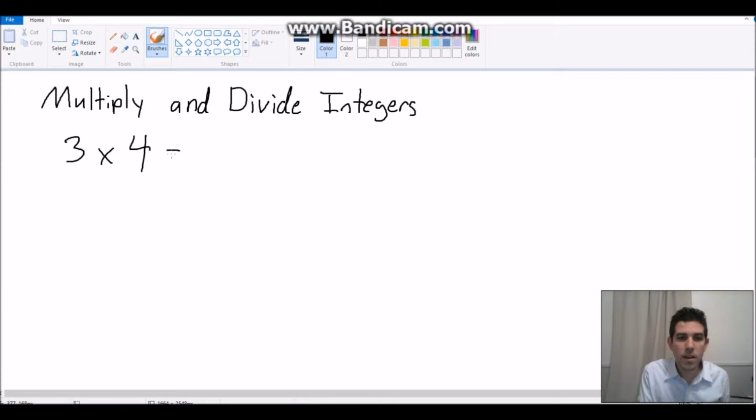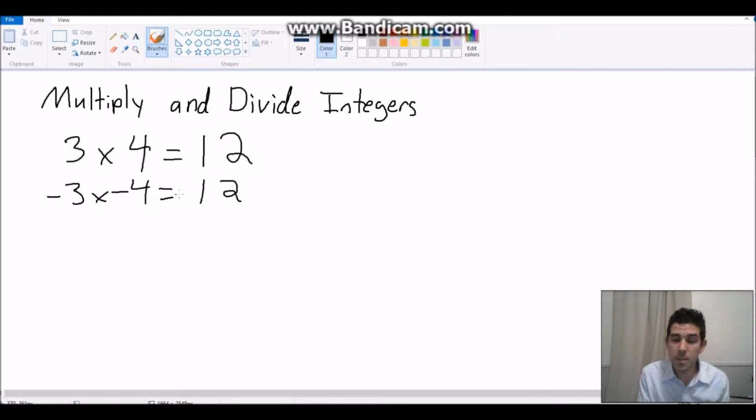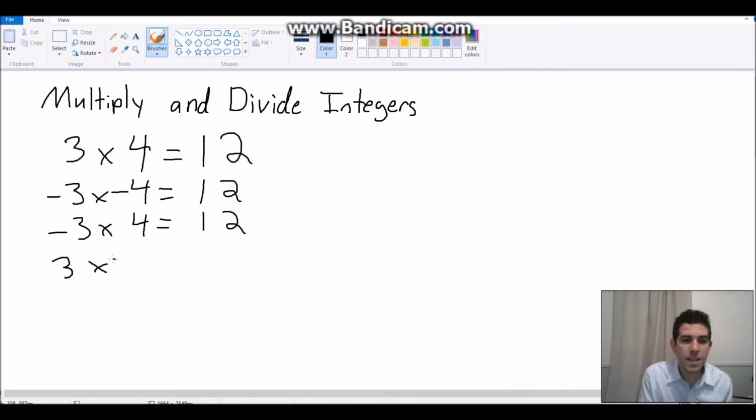3 times 4 is 12. Negative 3 times negative 4 also comes out to 12, but we have to look at the signs to determine the sign of the answer. Negative 3 times positive 4 also comes out to 12. 3 times negative 4 comes out to 12. The math does not change.